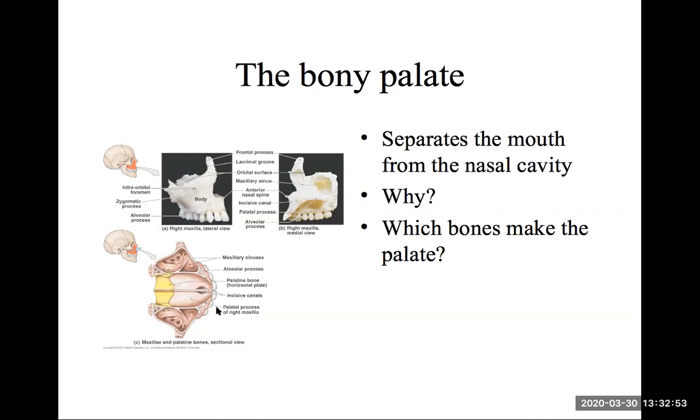This structure is important. Actually, it's an important evolutionary structure because in animals like ourselves that eat a lot and breathe a lot, it allows us to separate eating our food in our mouth from breathing through our noses. So that's this bony separation.